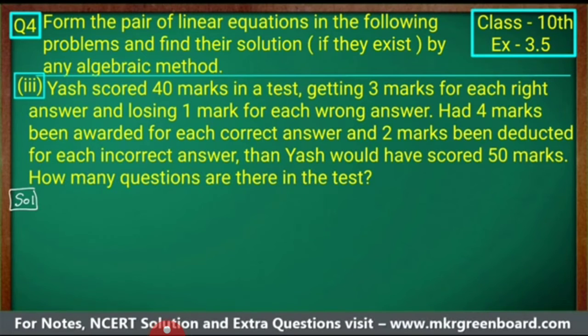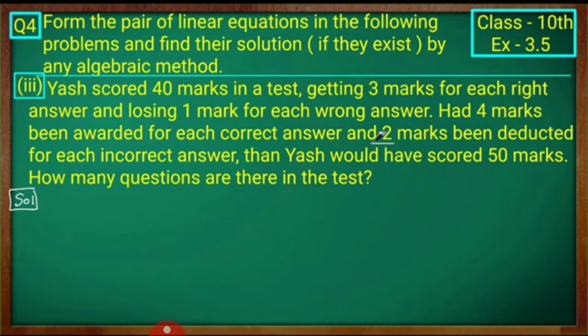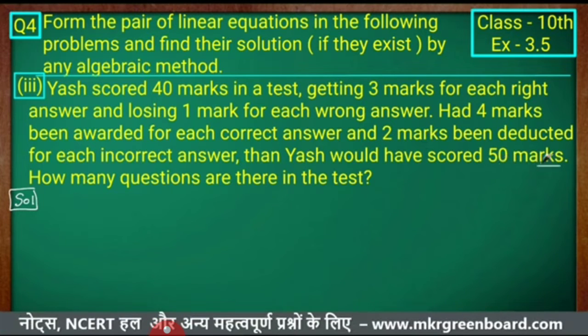There are two conditions. In the first condition, Yash scored 40 marks when he is getting 3 marks for a correct answer and losing 1 mark for a wrong answer. And in the second condition, Yash scored 50 marks when he is getting 4 marks for a correct answer and losing 2 marks for an incorrect answer. Then he scored 50 marks. So how many questions are there in the test?